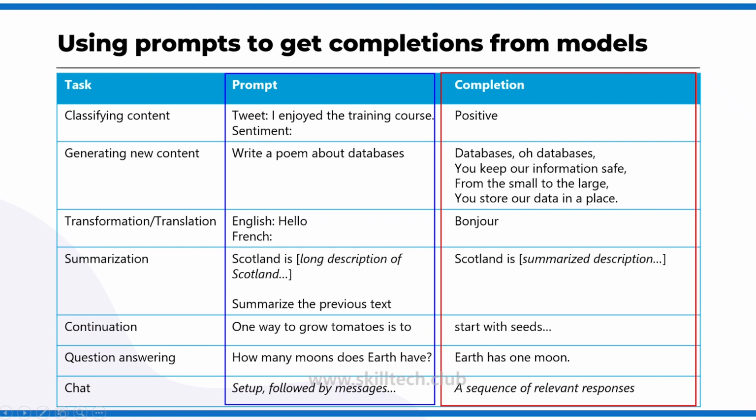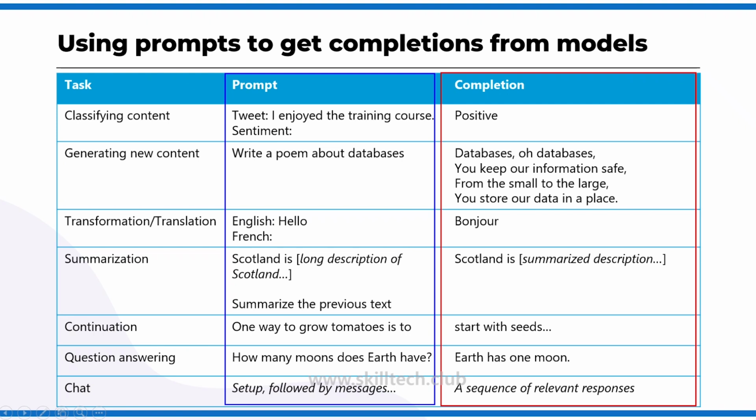If you want to do classification of content, you can specify an input prompt like this: there is a tweet, I enjoyed the training course, and then you just specify sentiment, which indirectly tells the model that I want to find the sentiment of this particular statement. The response is going to come in the completion, that the statement is positive.